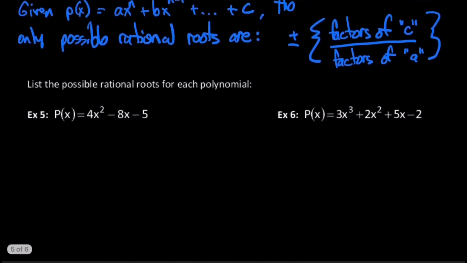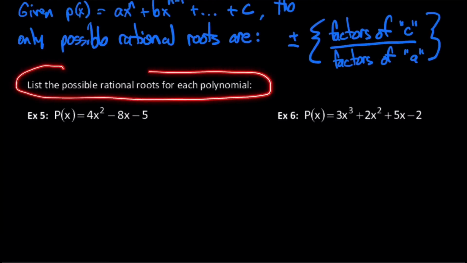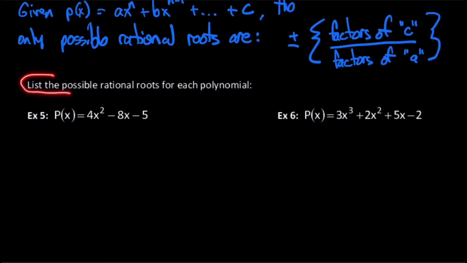Okay. List all the possible rational roots for each polynomial. You're going to see these exact directions on the exam. Notice it does not say find all the roots. It just says list the possible roots. List. You don't have to do any synthetic division here. So how do we do it? Possible roots.